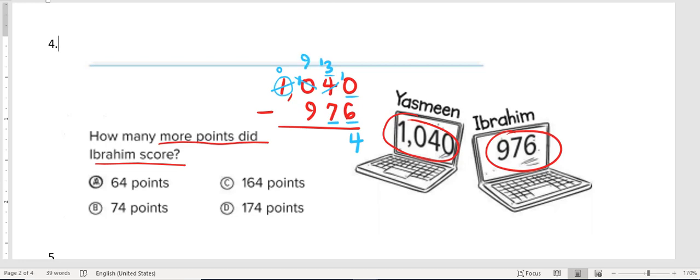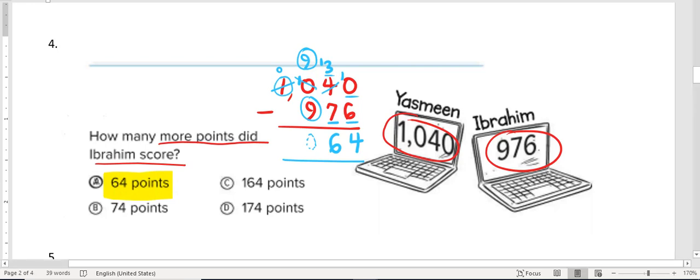So we have 13 minus 7, which gives 6. And the next, 9 minus 9 is 0. Starting zero, we don't need it. So our answer in this case is 64 points.